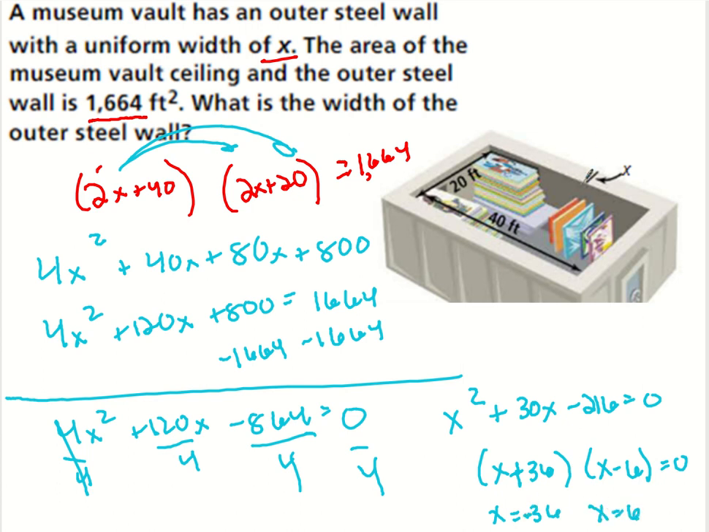Now, this is to find the width of the outer steel wall. However, is it possible for a width to be negative? No. So negative 36 is not a possible solution, so it's just x equals 6 for the width of the outer steel wall. So the first thing we did is write out our area by finding the area of the whole entire piece, because we knew the area was 1,664. But I had to multiply it out to simplify it so I can make it equal to 0, because I had to be able to subtract this 1,664. Then I factored out that 4 so that I could start solving my equation by factoring.